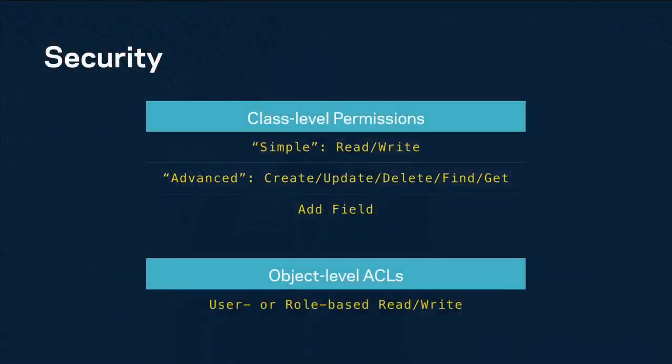So, let's take a quick look at the security options available for Parse data. For each class, you have the ability to set very precise access rules. It can range from the simple of giving just read and write permissions to users or groups of users or roles, to setting very specific rules about each of the different actions that can be done: creating, updating, deleting, finding records with a query, getting records by an object ID, or adding fields to the schema. And on top of that, each object in Parse can have an access control list, which can specify which users or roles can read or write to it.